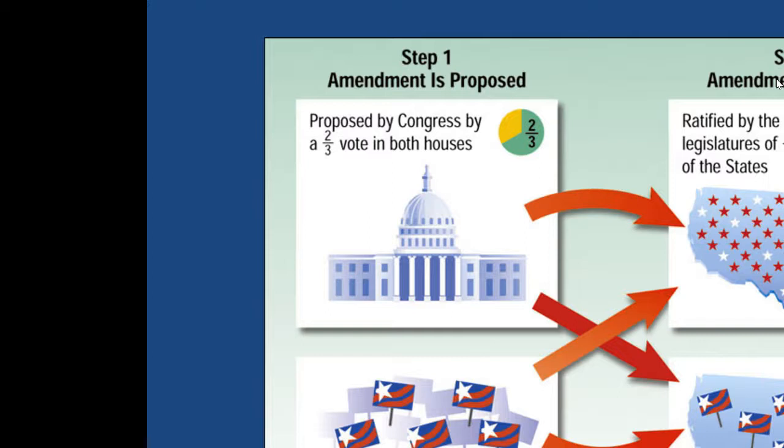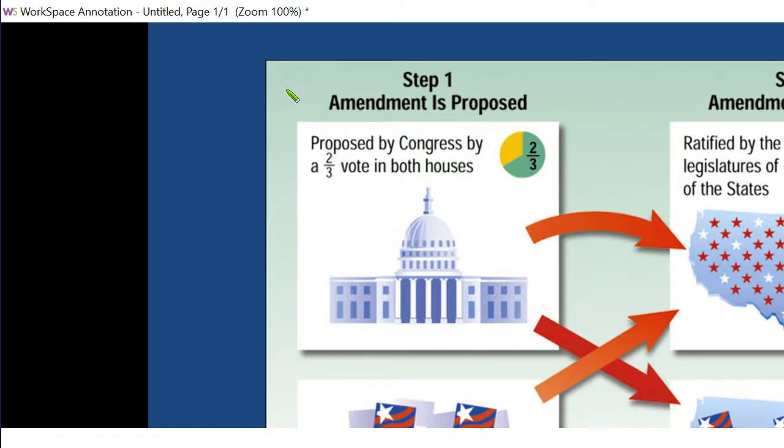There are 2 steps in each of those processes, and I'm going to see if I can use this little tool to draw something. Step 1 in the first way is this part, where it's proposed by Congress in a vote of 2/3 of the House, and it's ratified by 3/4 of the state legislatures. So this arrow right here is indicating step 1.